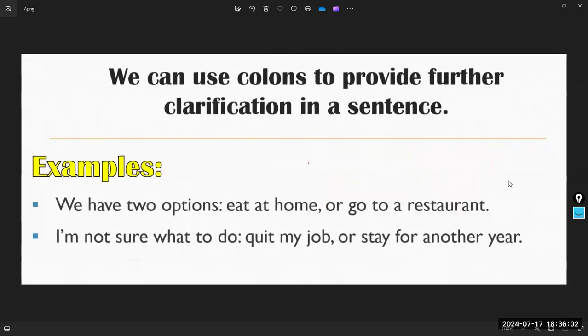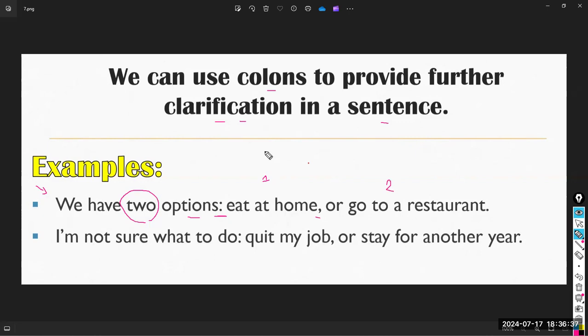Now we can use colons to provide further clarification in a certain sentence. So if you want to add a certain clarification within the sentence, we have to use the colon. Notice the example. The example says we have two options. What are they? Let me tell you the two options. Colon, one, eat at home, comma, two, go to the restaurant.